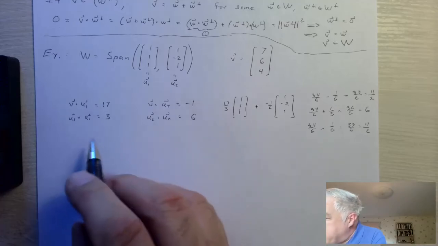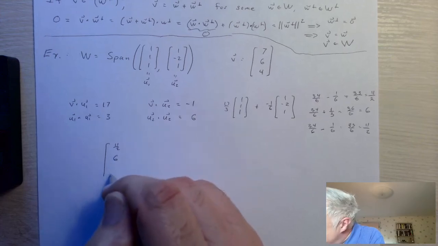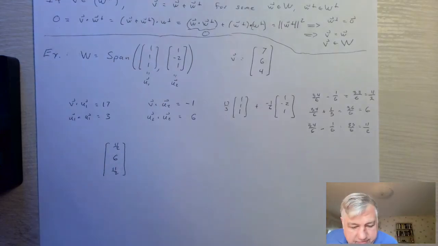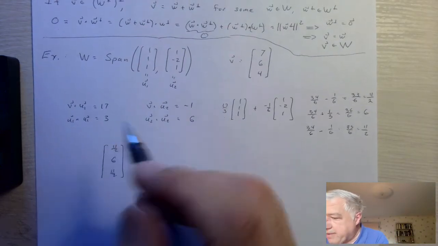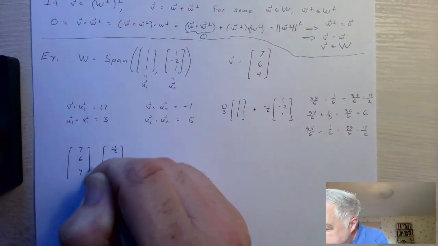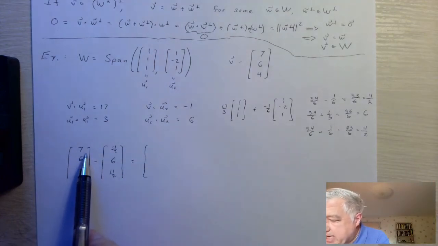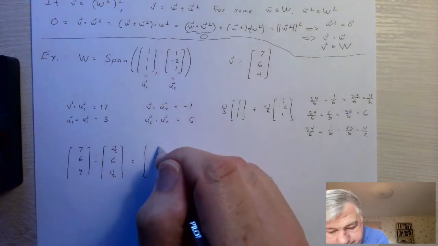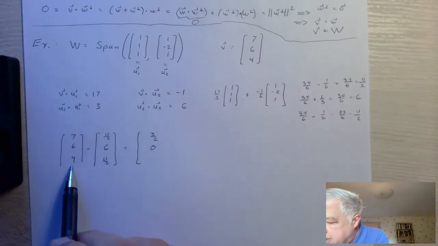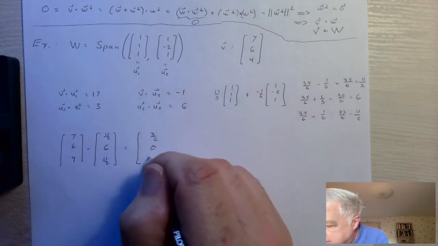And then our W will be 11 halves, 6, 11 halves, and then we want to subtract that from V. So V is still 7, 6, 4, and this is going to be 14. 14 minus 11 is 3 halves. 6 minus 6 is 0, an easy calculation, and this will be 8. 8 halves minus 11 halves is negative 3 halves.